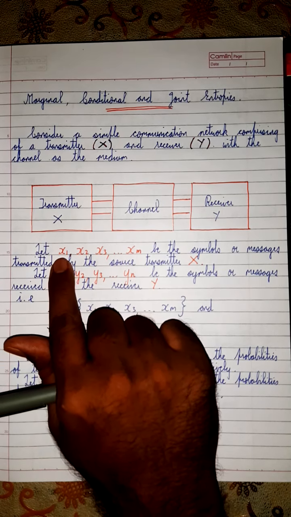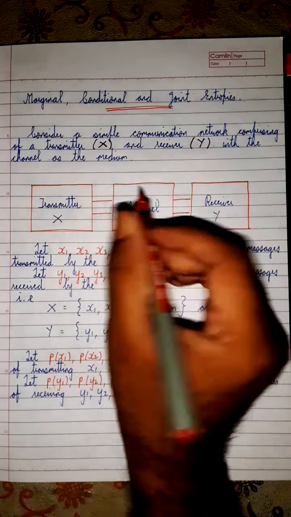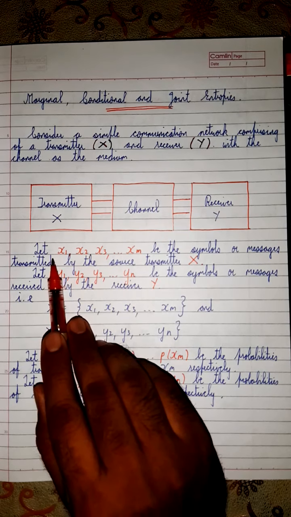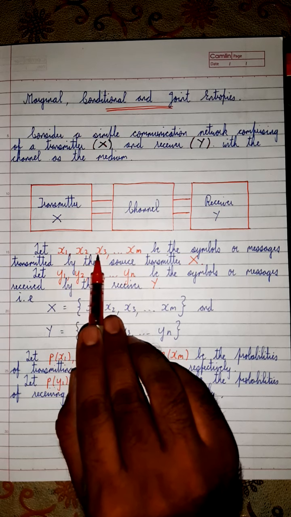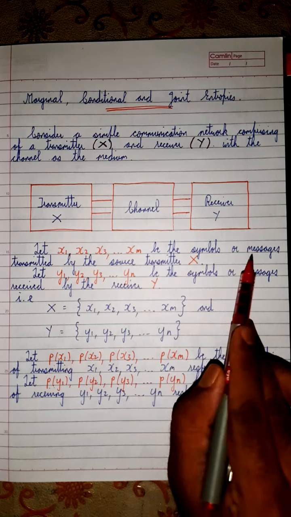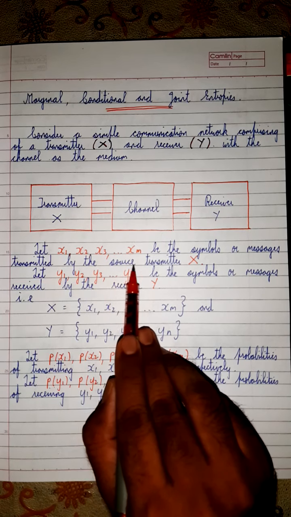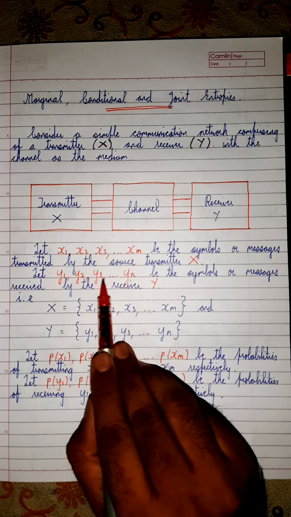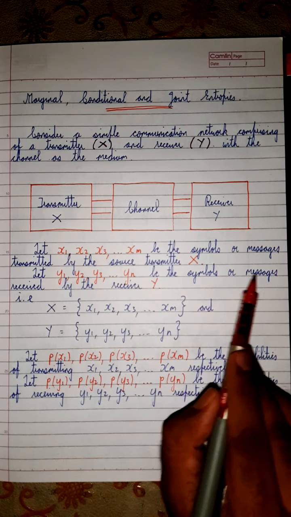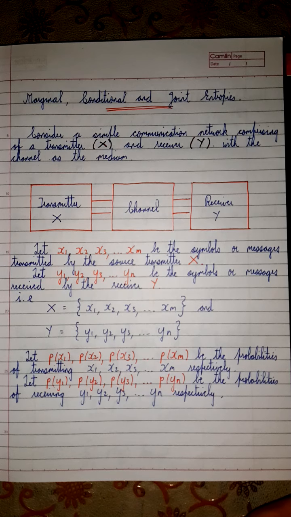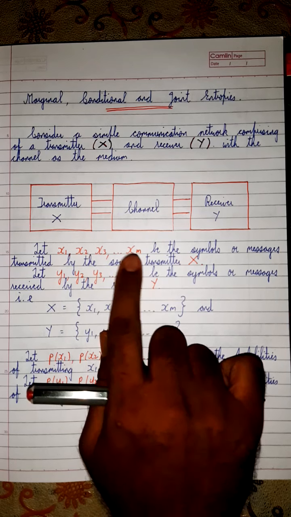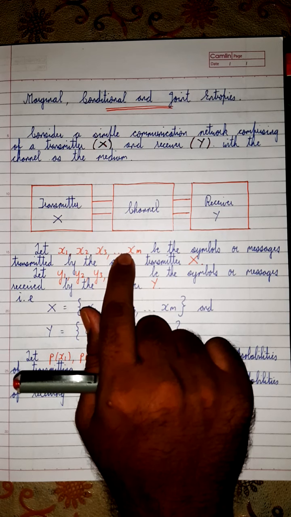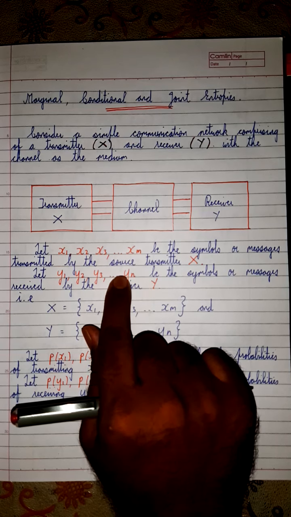Now this is very important. Remember that the name of my transmitter is capital X and the name of the receiver is capital Y. Let small x1, x2, x3 up to xm be the symbols or messages transmitted by the source transmitter X, and let y1, y2, y3 up to yn be the symbols or messages received by the receiver Y. These symbols represent the messages transmitted by the transmitter, and these represent the messages received by the receiver.